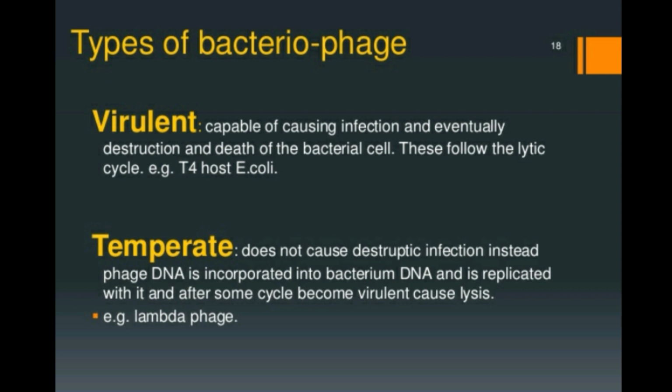Second type is the temperate phage. Temperate phage does not cause destructive infection to the bacterial cell. Means temperate phage does not cause destruction to the bacterial cell. They do not cause the lysis of bacterial cell. Instead, the temperate phage's own DNA is incorporated with the bacterial cell DNA and forms a complex. Temperate phages follow the lysogenic cycle. The example of temperate phage is lambda phage.